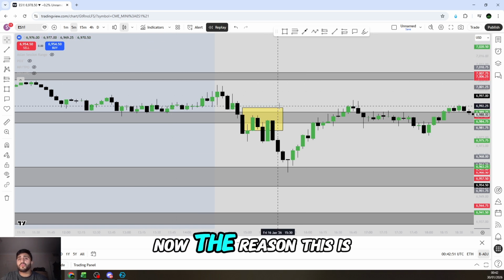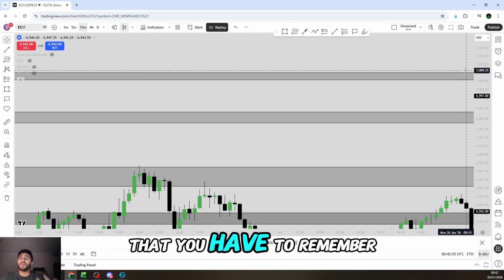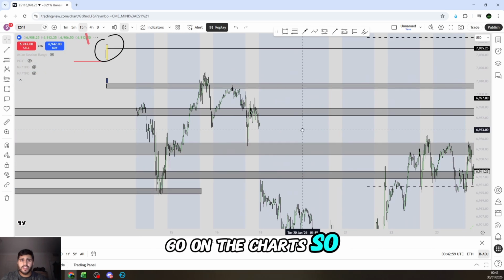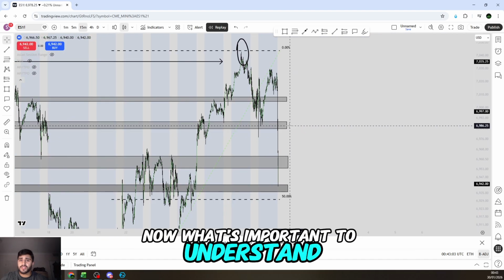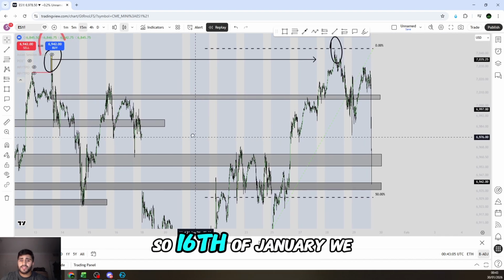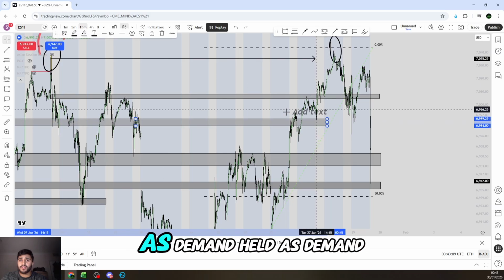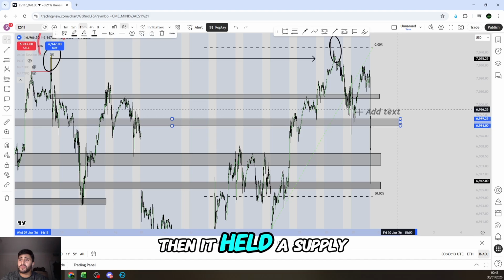Now, the reason this is important is because you need to burn into your brain that you have to remember these levels whenever you go on the charts. So here we had a level, 16th of January. Now, what's important to understand, this is what I do, right? So 16th of January, we had a supply zone. Now, this supply zone held as demand during FOMC, very choppy, and then it held as supply.